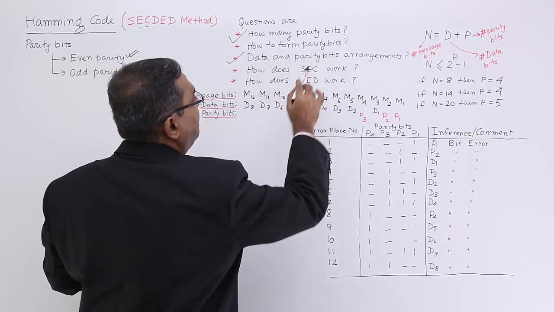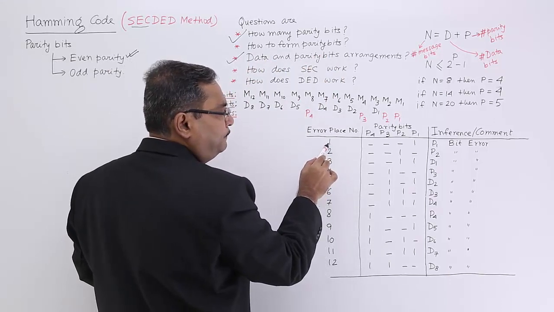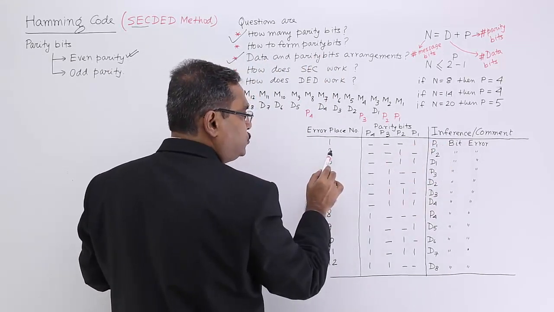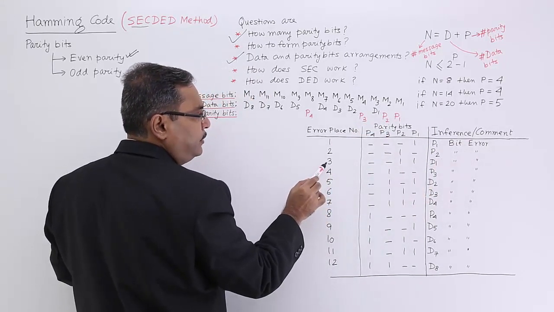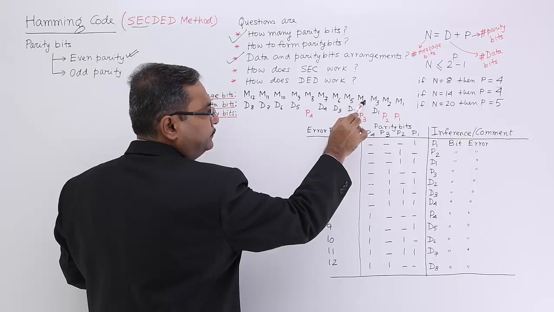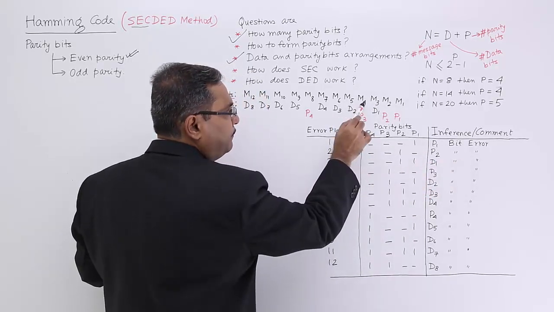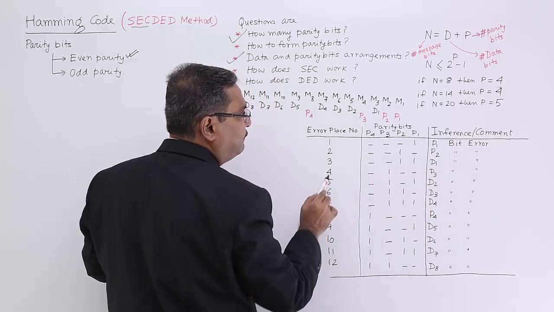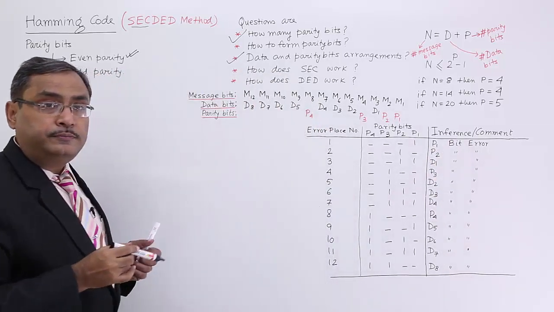So how to form the parity bits? Now if the error place number is 1, that denotes P1 bit error. Place number 2 denotes P2 bit error. Error place number 3 means D1 bit error. Error place number 4 indicates parity bit 3 error. Place number 5 means data bit 2 error. In this way the table has got formed.